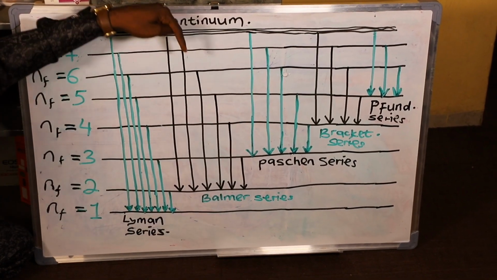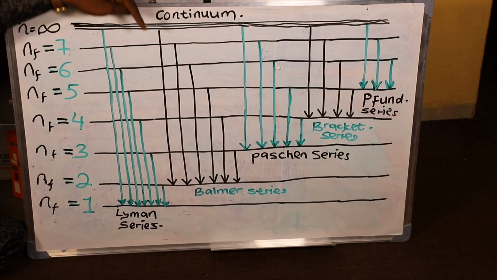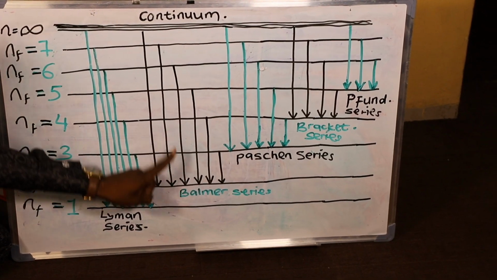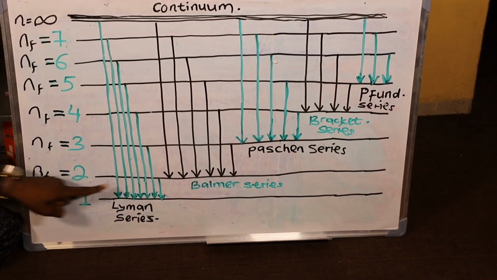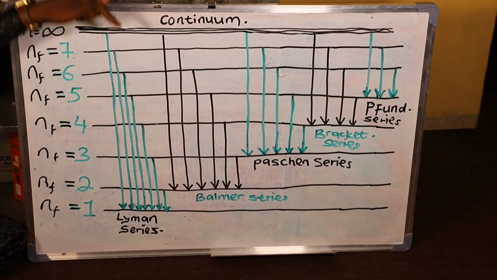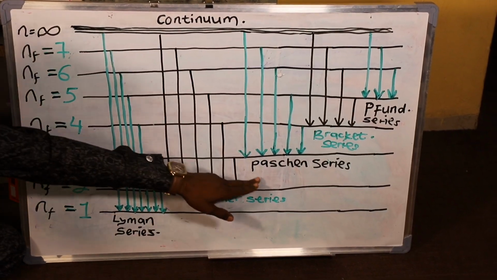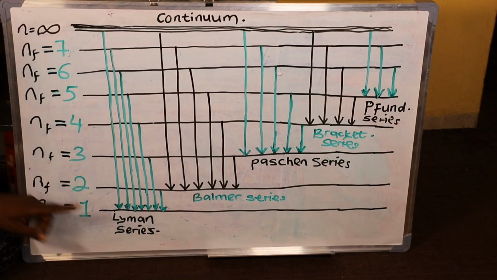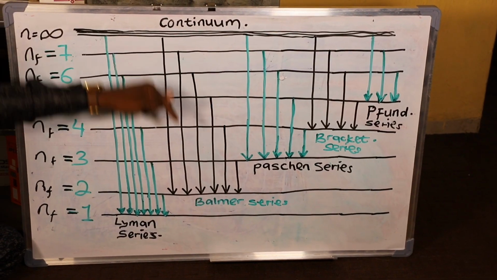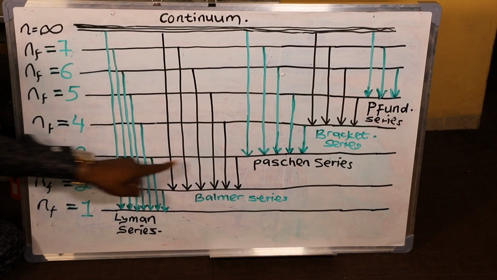So let's see the Balmer series. The Balmer series shows that for any electron moving from any initial point, let's say from infinity, the destination of that electron will be the energy level where n final is equal to 2. For the Balmer series, n final is equal to 2. And let's see the Paschen series. The Paschen series is the series whereby each electron coming from any point has its final destination where n final is equal to 3.